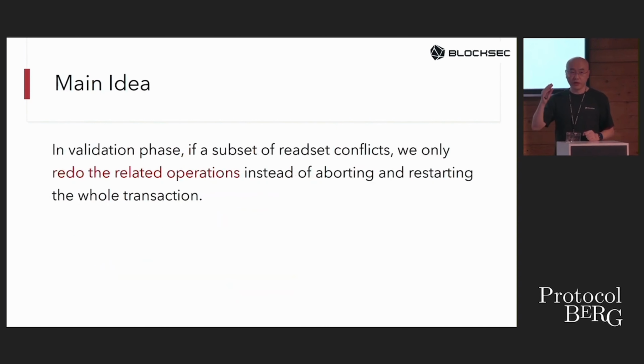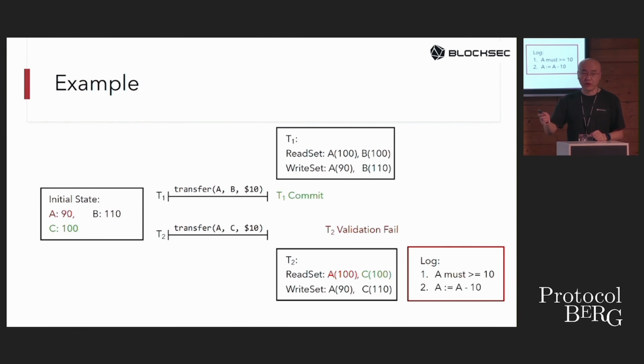Because of this idea, we add another phase inside the validation phase. If a subset of the read set conflicts, we only redo the related operations instead of aborting and restarting the whole transaction. This is the basic idea of our algorithm. I can use an example to better illustrate it. Suppose we have a transaction T1 and a T2. The validation of T2 will fail because of the conflict on the state of account A.